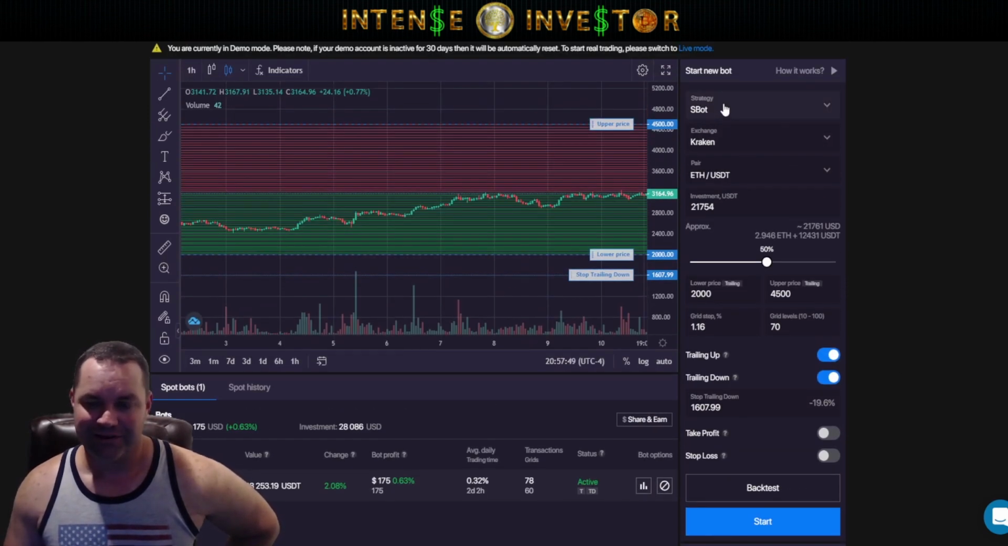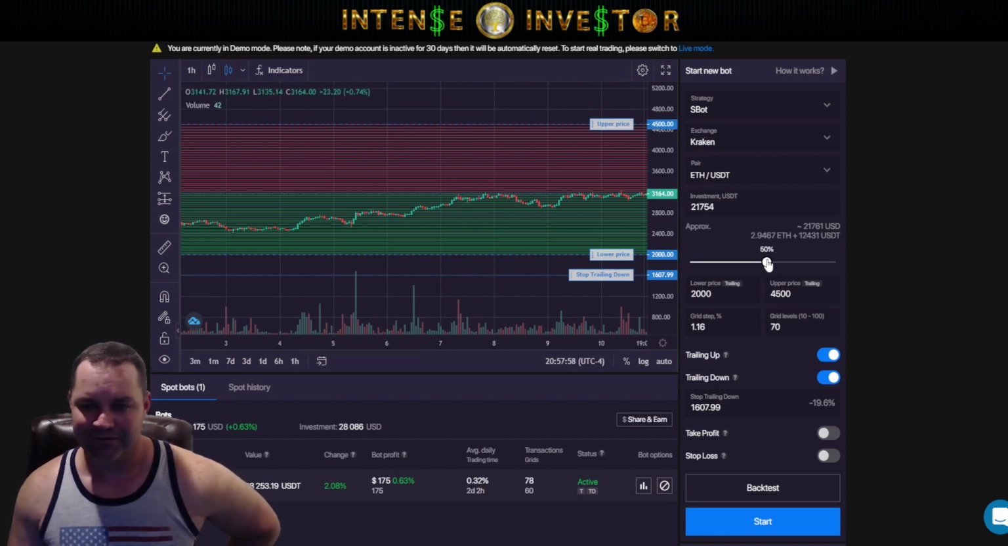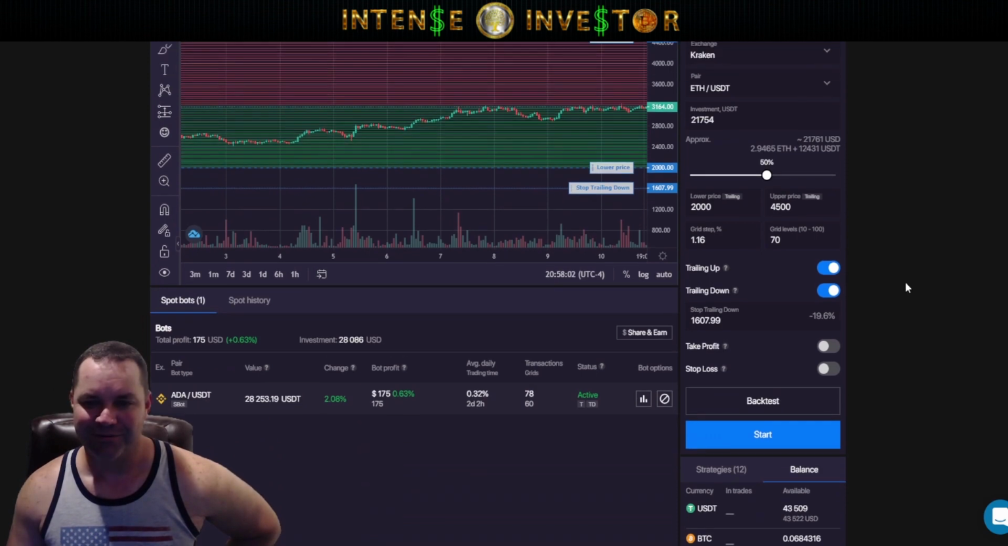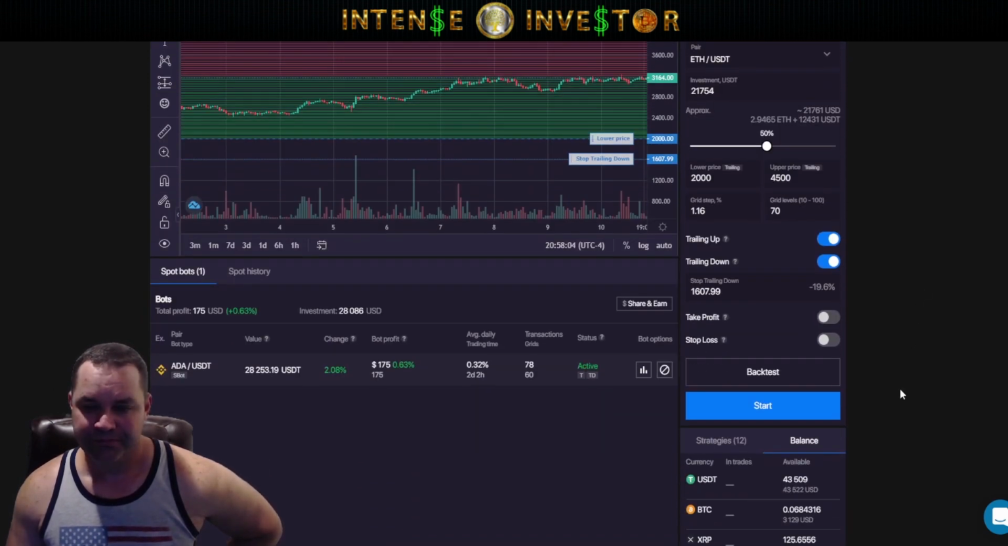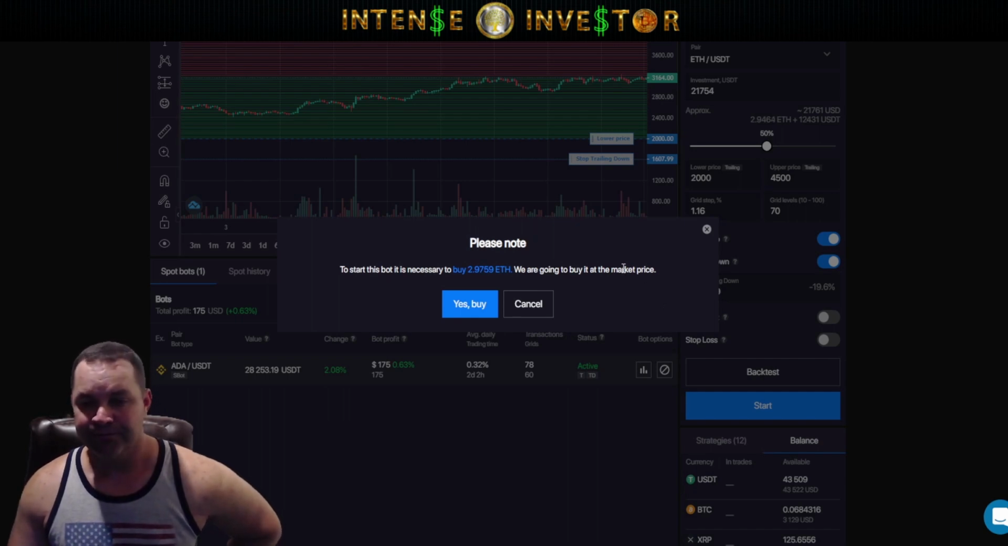So with all that said, we're going to invest 21,000 US dollars. This is demo money. It's not real. That's 50% of what I got in my demo Kraken. So I'm going to hit start, right? And it'll ask you to start this bot. It's necessary to buy 2.9 ETH. We're going to buy it at the market price.